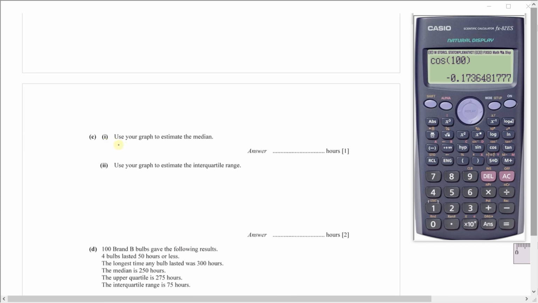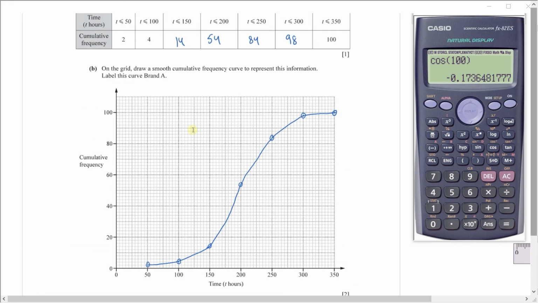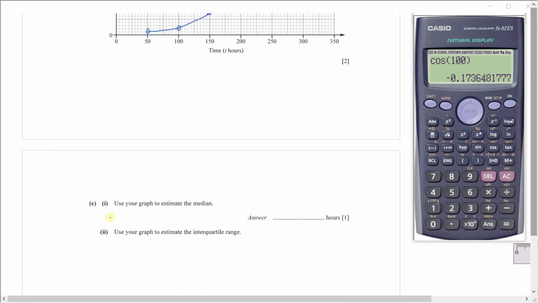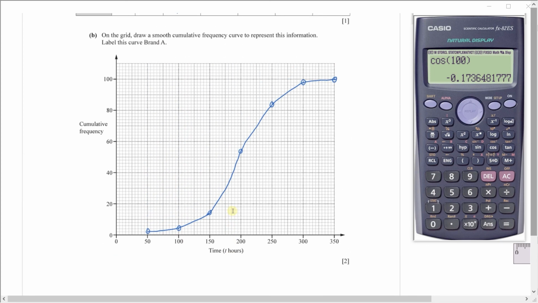Part C1 is use your graph to estimate the median. So the median value will be the 50th value, at the 50th percentile of your total frequency. So your total frequency is 100. So your 50th percentile here will be 50 over 100 into 100, which is basically 50. So now you will see what is the value when the cumulative frequency value is 50. So 50 is this one, and we have to label this brand A as well.